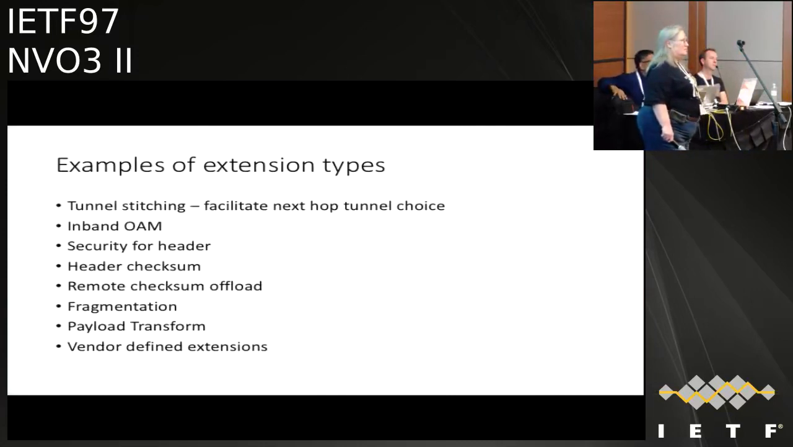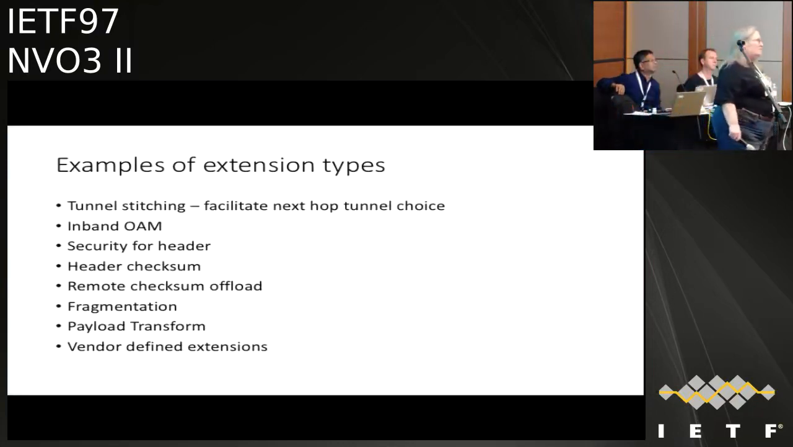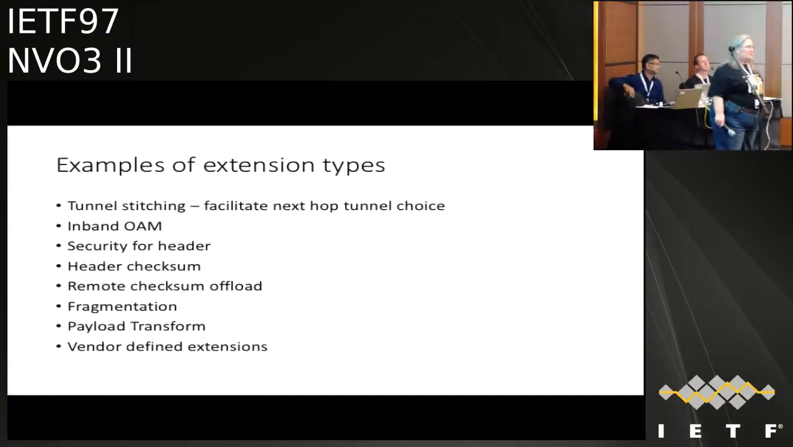So, Nabil, I hear your point. The question is, for instance, in the Genève draft, there's a single flag saying extensions are critical. Who is it critical to understand? Is it critical for the transit to understand? Is it critical for the end systems to understand? Is it critical for the offloading NICs to understand? And so that drives what flags make sense to have potentially in the extensions.